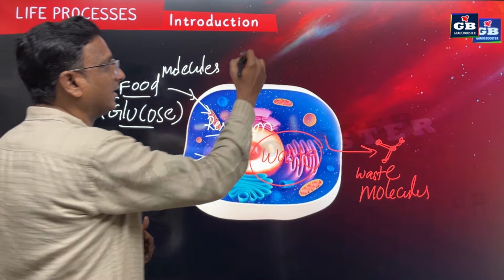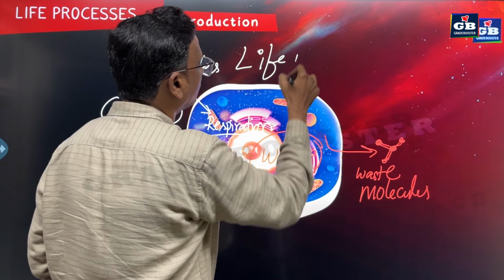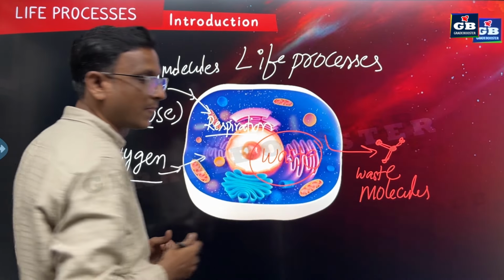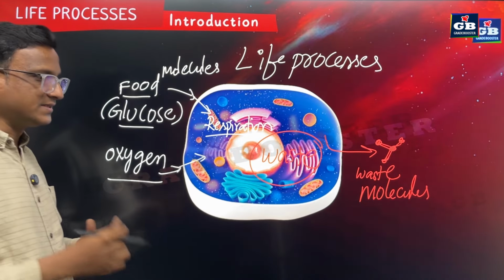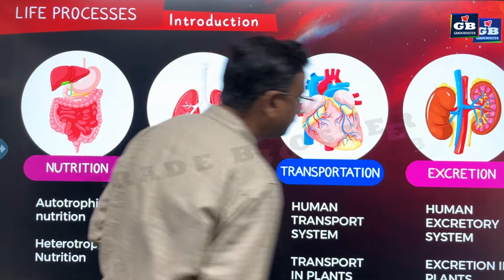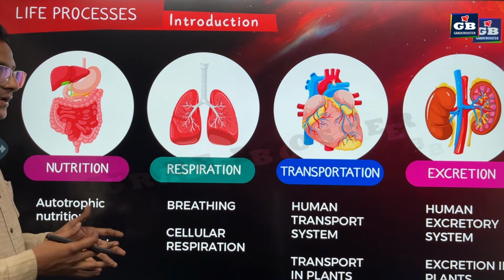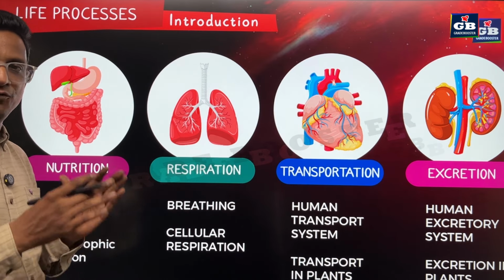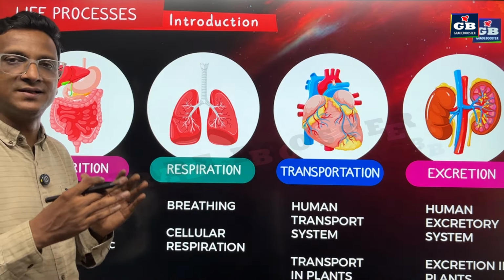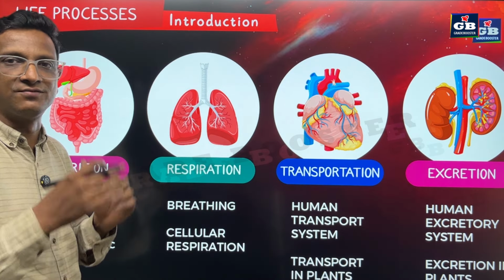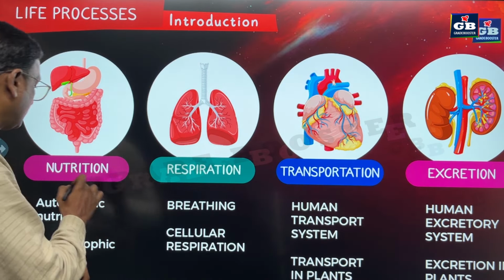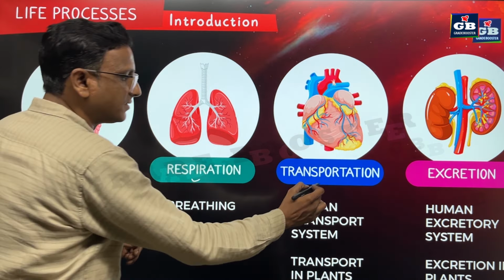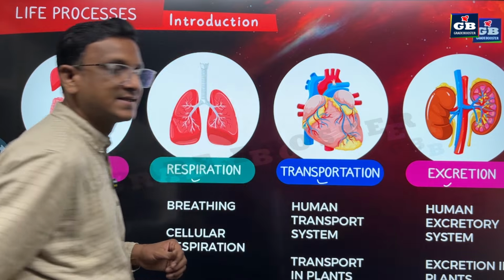What are they? Life processes. Right, children? Now let us see what they are. Here we have the 4 important life processes that help an organism to survive. The first one is nutrition, then respiration, transportation and excretion.